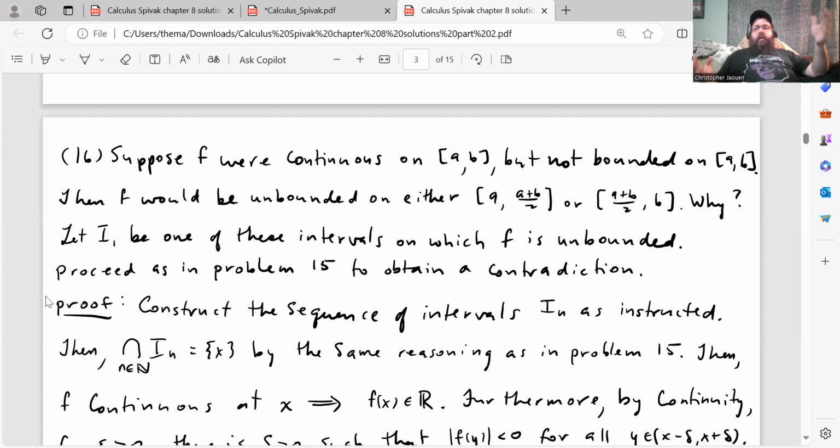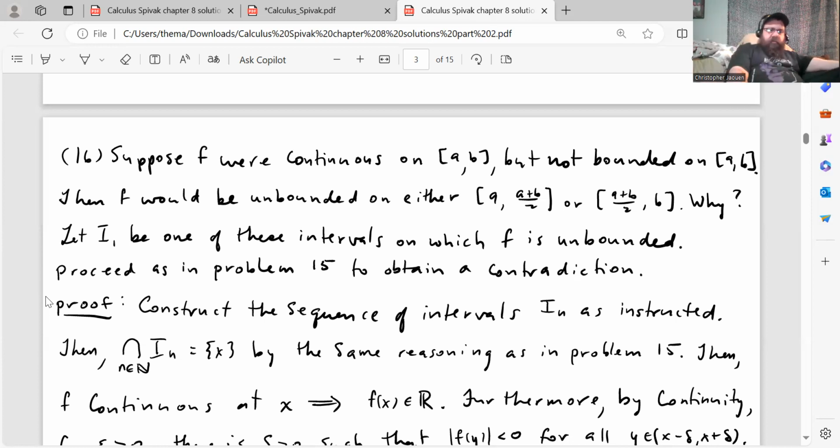He asks why. Well, if it's unbounded, it has to be unbounded on one of those intervals or the other one, right? It could be unbounded on both, but at least one of them has to contain a point where the function is unbounded. Okay, let I1 be one of these intervals on which f is unbounded. Proceed as in problem 15 to obtain a contradiction.